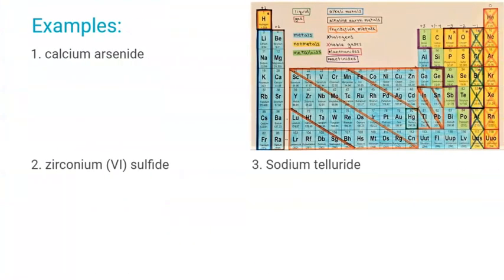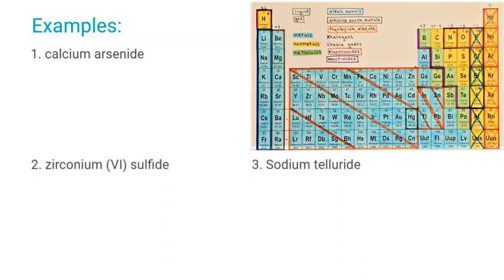So that's pretty much all there is to it, but I do want to take a second just to do a few mixed examples here. So you have to be able to look at the formula and then determine if you have a transition metal, that you have a Roman numeral, or you have a main group metal. So in this first example, calcium arsenide, calcium is a main group metal. Calcium is right here on the periodic table. It's in group 2, so it'll have a positive 2 charge.